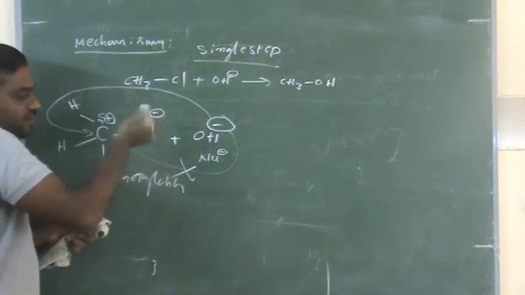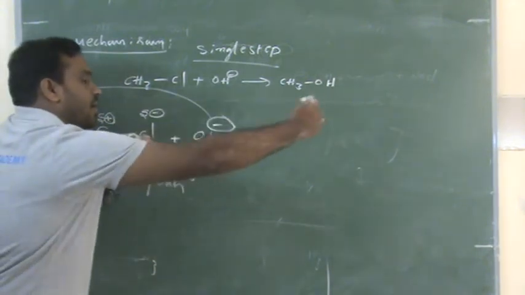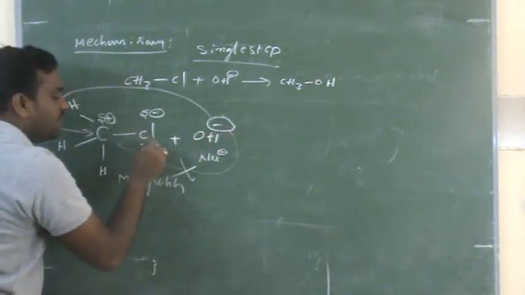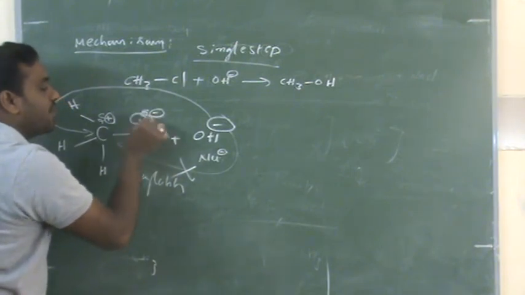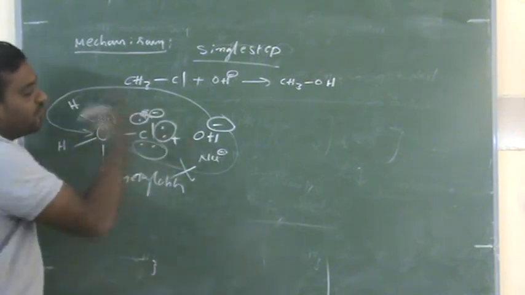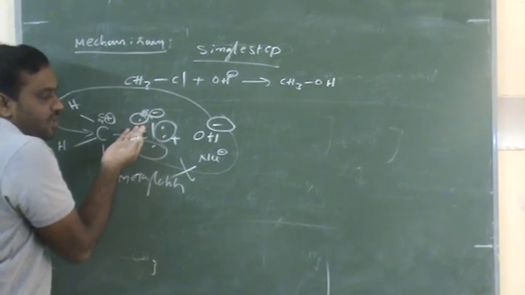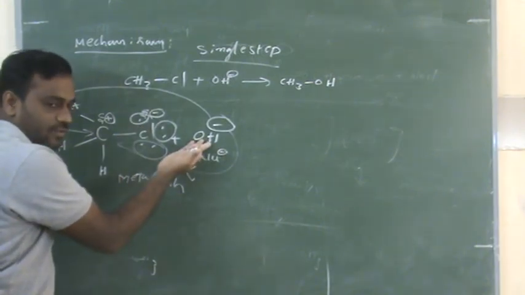Why can't it come from the front side? If it is a carbon, Cl is there here, why can't the nucleophile come here? Because this Cl has 3 lone pairs of electrons, there is an electron cloud on Cl in the presence of lone pairs. So this electron cloud also has some negative charge, and the OH minus also has some negative charge.